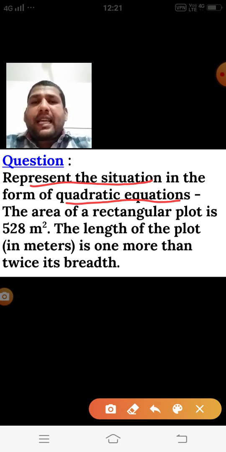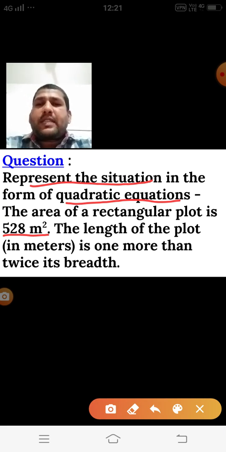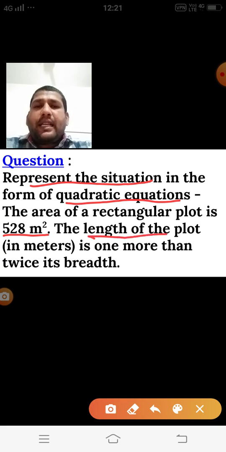And the statement is the area of a rectangular plot is 528 meter square. We have a rectangular plot and the area is given, 528 meter square, and the relation between the length and breadth is given. Length of the plot is 1 more than twice its breadth. Relation between length and breadth is given. Area is given. We are solving these kinds of questions from the earlier classes.